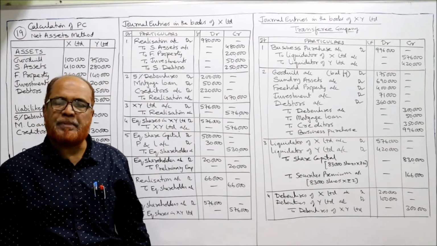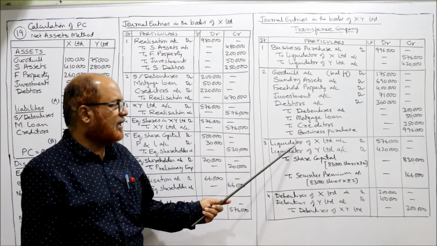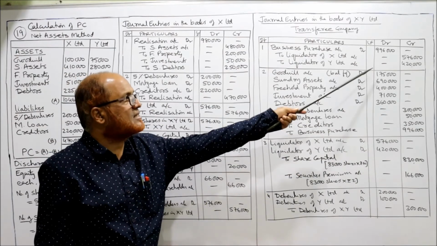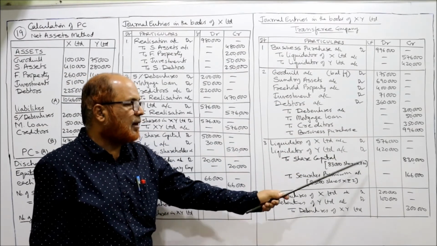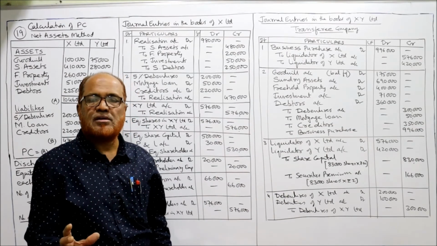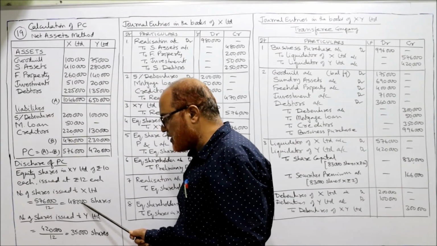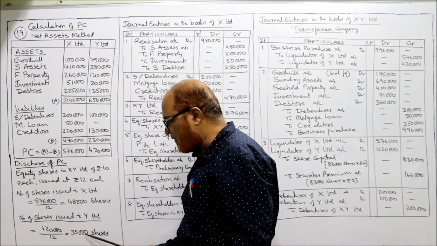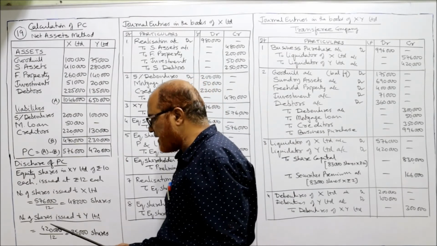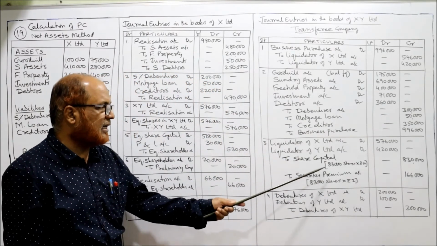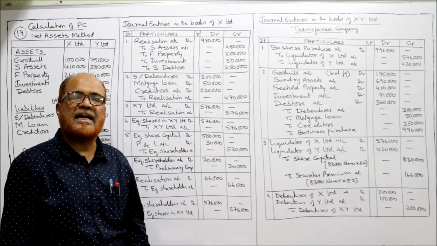Third entry, PC paid. Now purchase consideration has to be paid. Liquidator of X Limited has to be paid 5,76,000 and liquidator of Y Limited 4,20,000. Now, they will be paid in shares. How many total shares? You can see here, 48,000 shares are issued to X Limited, 35,000 shares are issued to Y Limited. Add up 48,000 plus 35,000, you'll get 83,000. So the total number of shares issued to both the companies is 83,000.